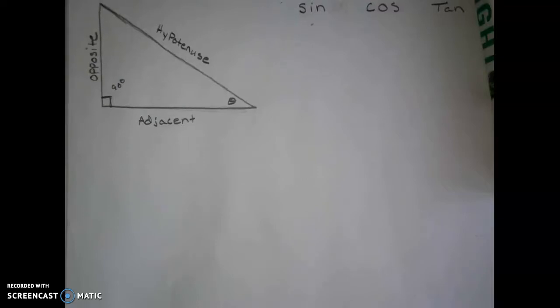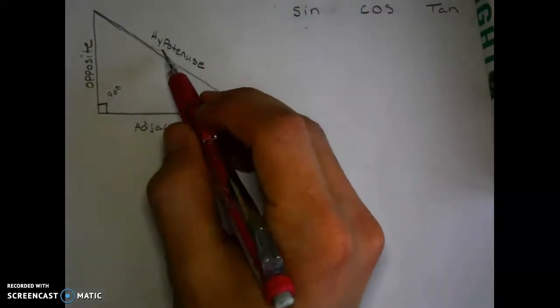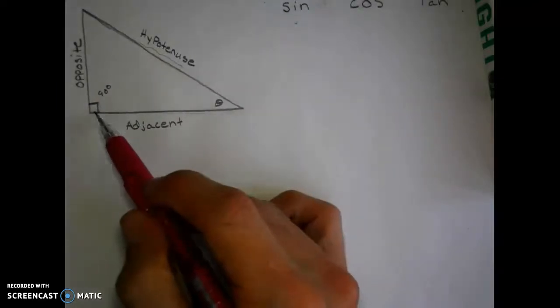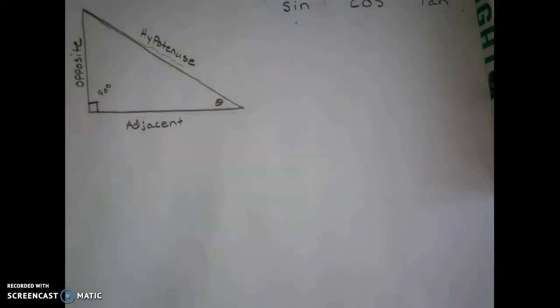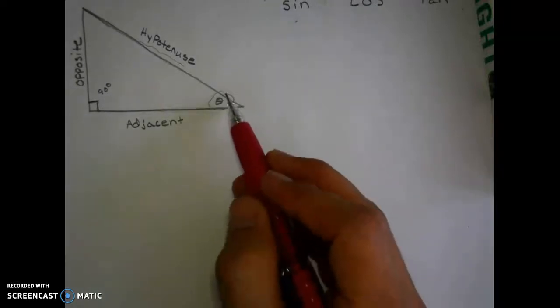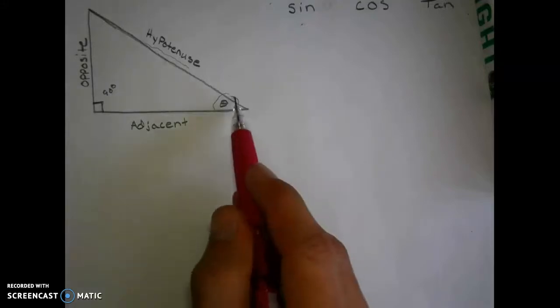Now this right triangle has a few parts. The first one is the hypotenuse. This is the side that is directly across from my 90-degree angle. So that's my hypotenuse. Then the other two, the adjacent and the opposite, all depend on where this angle is. We call this theta. Based off of this is where we get these two sides.